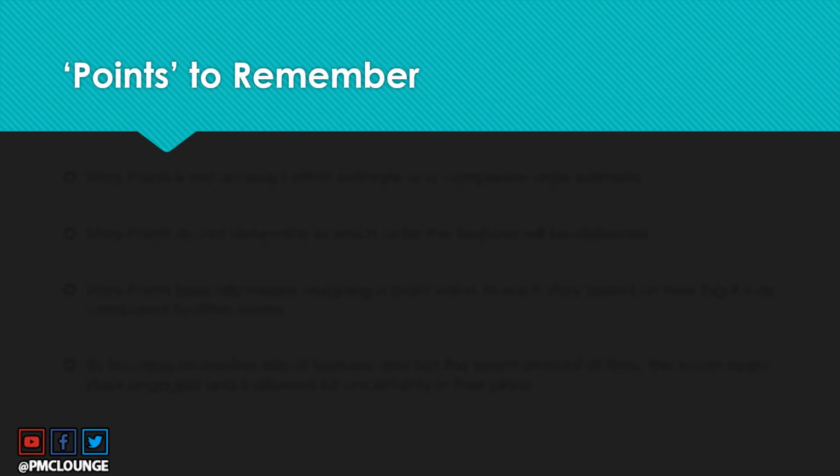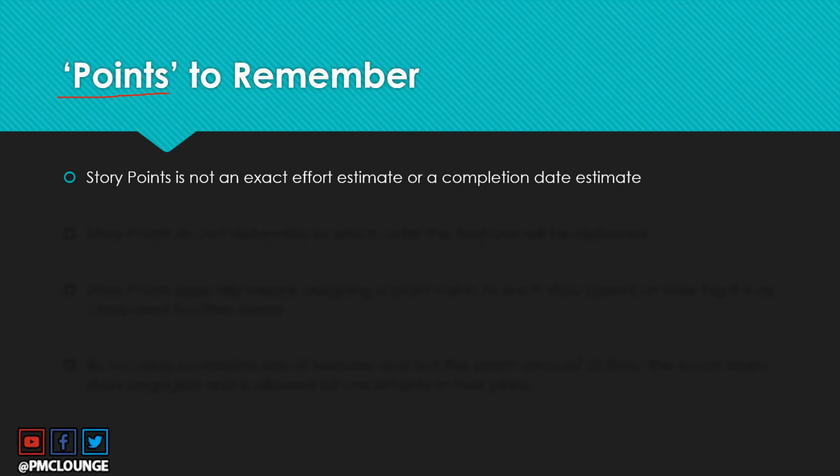So, some points that you should remember about story points. These could be some misconceptions that are actually popular and some teams tend to have. Number one, story points is not an exact effort estimate. When a team shares story points, they are not giving you the exact effort it is going to take to complete the user story. And secondly, story points are also not a completion date estimate. When a team gives you story points, they're not saying this user story will be done by 20th of December or something of that sort.